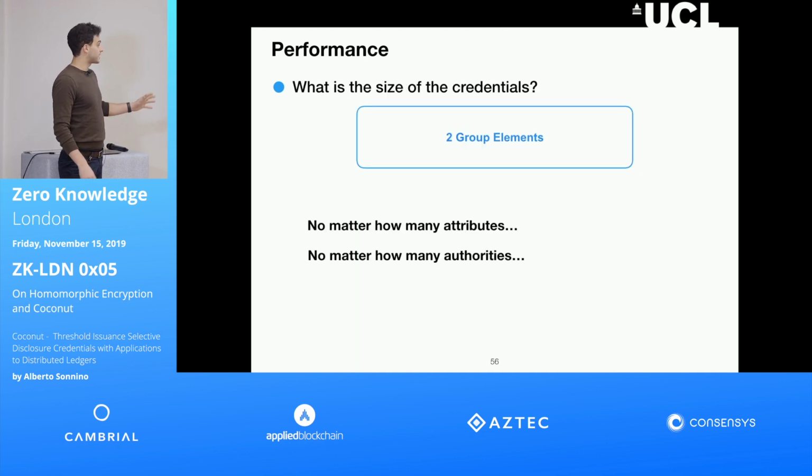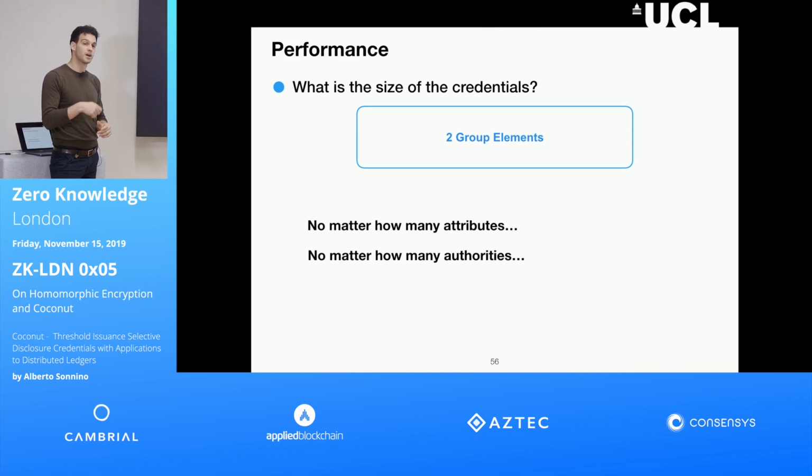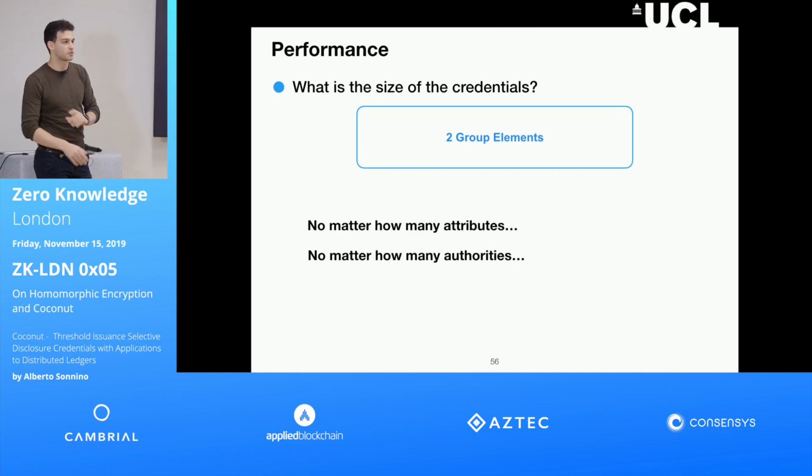And yeah, the size of the credentials is 2 group elements, and it does not increase. It stays constant size, no matter the number of attributes you put in, and no matter the number of authorities that you have. If you see the construction, it all makes sense, but it's a nice property to have.